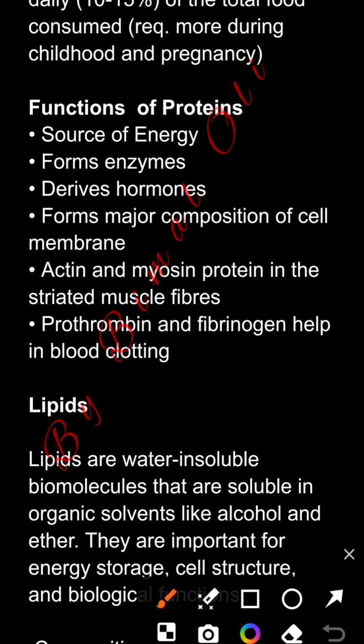Now, what are the functions of proteins? It is a source of energy, forms enzymes, derives hormones, and forms a major composition of cell membrane. Actin and myosin proteins are in the striated muscle fibers. Prothrombin and fibrinogen help in blood clotting in our wound. So those are the functions of proteins.